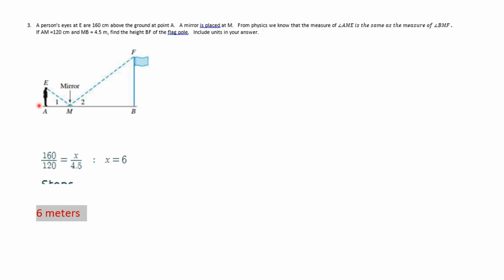Find the height. Well, these are similar triangles. So what you say is that the 160 is to the 120 as x is to 4.5, and you get x is 6. Now your answer to be completely correct had to be 6 meters. We have to get our units correct where they're provided.